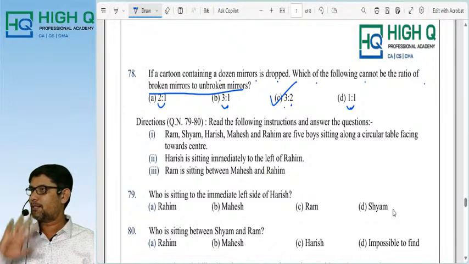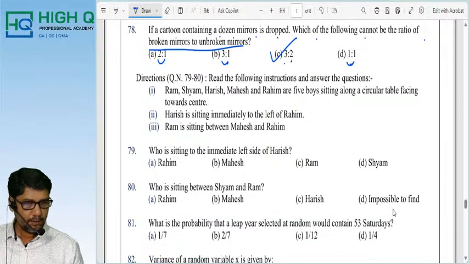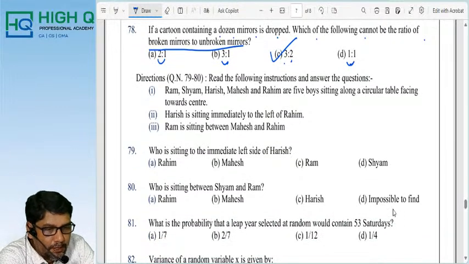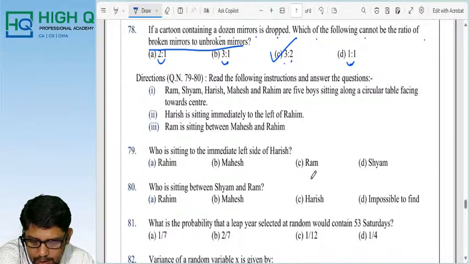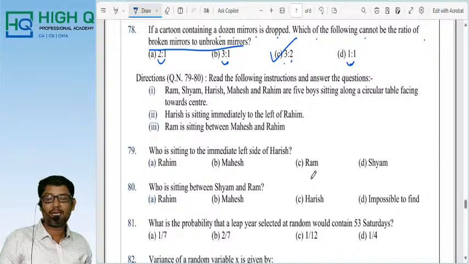Therefore, third one is not possible. Now, sir, 78 question only I did not understand. I think now you understood. Achha, you question only you did not. It's not like that, my dear.